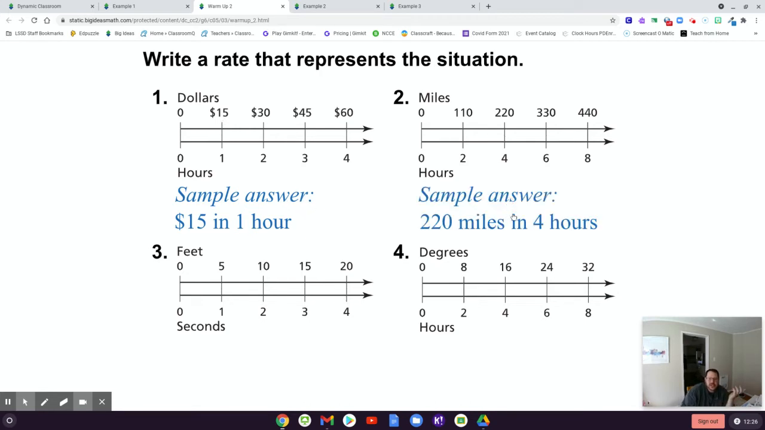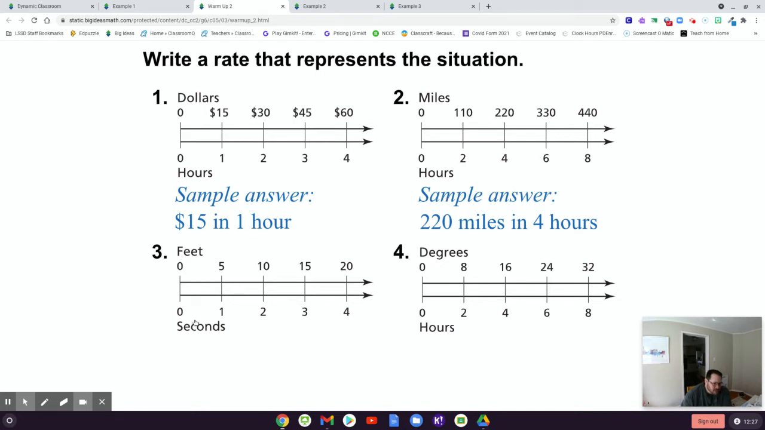Okay, so for number 2, it gives you a possible rate of 220 miles in 4 hours. I want you, for number 2, to find the unit rate. So what is the unit rate for number 2? Okay, so this one doesn't even show the 1 on here, but if you were to cut each of these in half, it would be 55 miles in 1 hour, or 55 miles per hour is the unit rate for number 2.